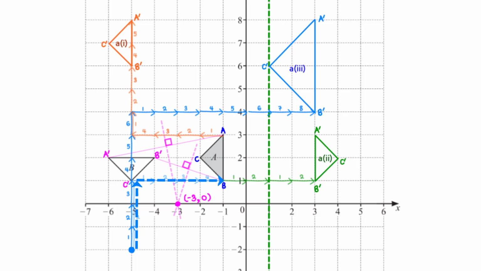positive scale factor. Since the scale factor is 2, we move twice the number we moved initially. Initially, we moved 3 units up, which means we are going to move 6 units upwards. And instead of moving 4 units to the right, we move 8 units to the right. After repeating the same process for all the vertices on triangle A, we are now able to map out the enlarged image of triangle A.